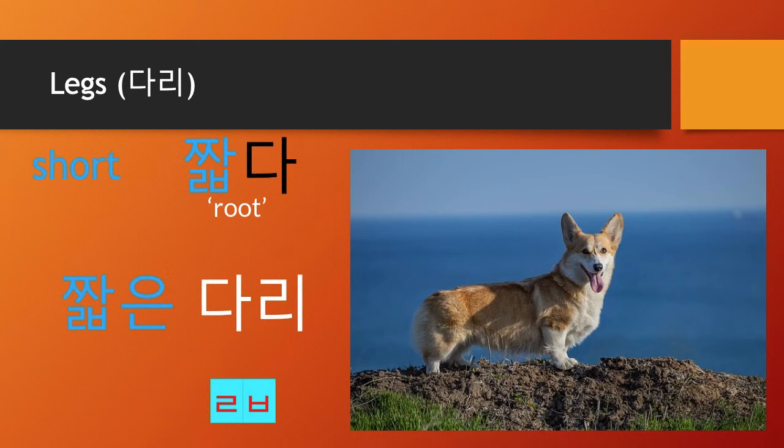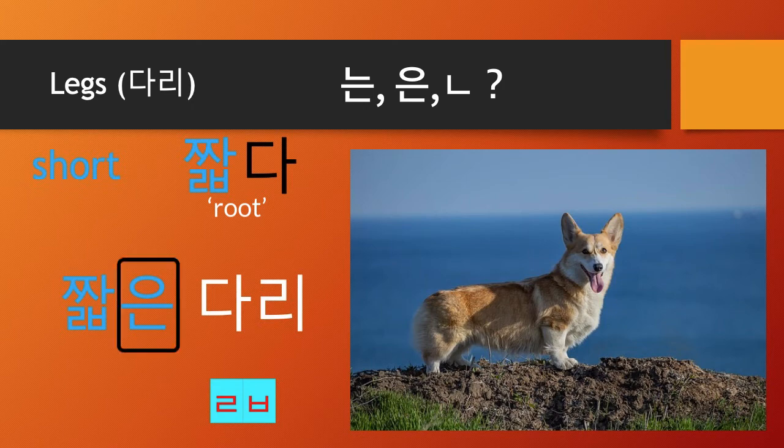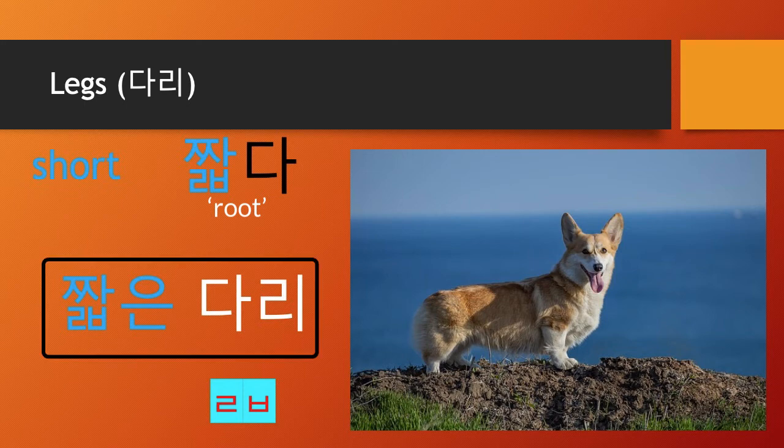We have learned that there are three main describing adjective forms with the 는, 은, and 니은. And this one uses 은, so 짧은, not 짧는, which is hard to pronounce. So short legs or short leg is 짧은 다리.